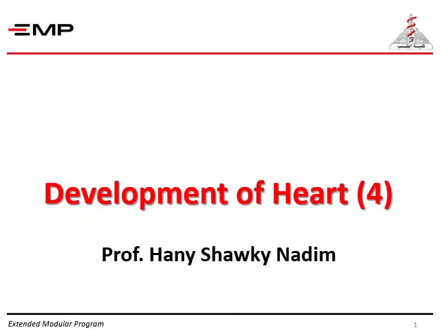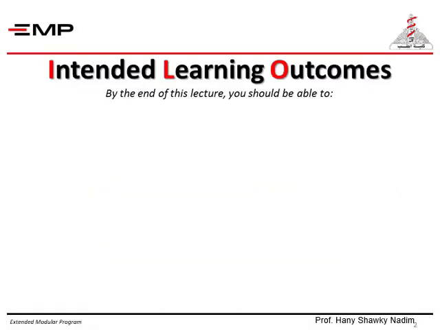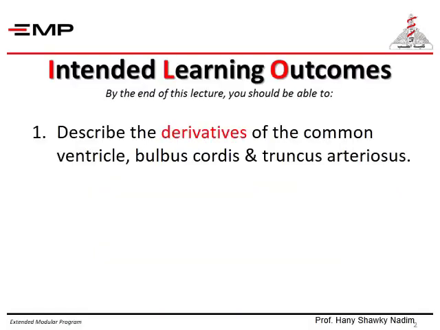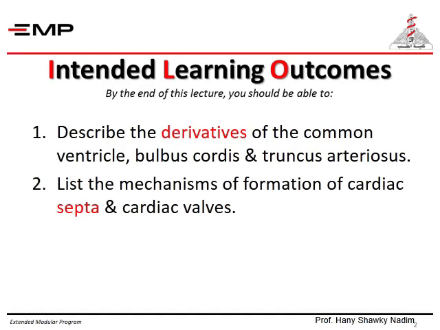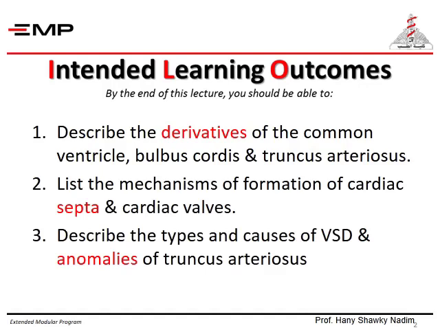Welcome back. This is the fourth and last lecture about the development of the heart. The intended learning outcomes of this lecture are, number one, to describe the derivatives of the common ventricle, bulbus cordis, and truncus arteriosus. These are the three remaining chambers of the primitive heart tube. Number two is to list the mechanisms of formation of cardiac septa and cardiac valves. Number three is to describe the types and causes of VSD, that is to say ventricular septal defect, and anomalies of the truncus arteriosus.